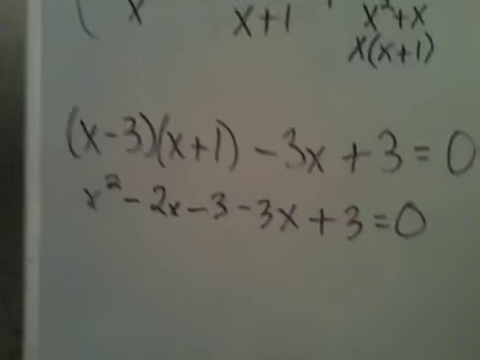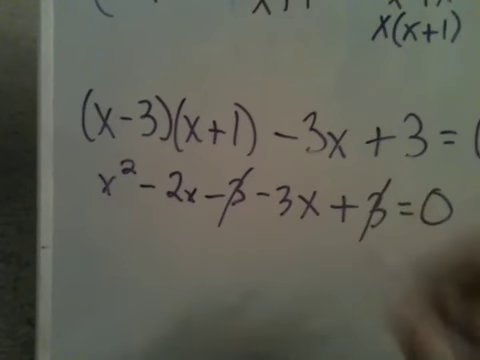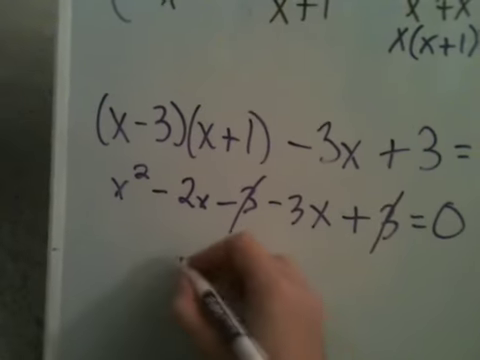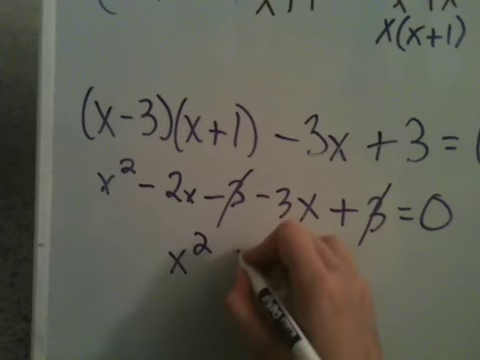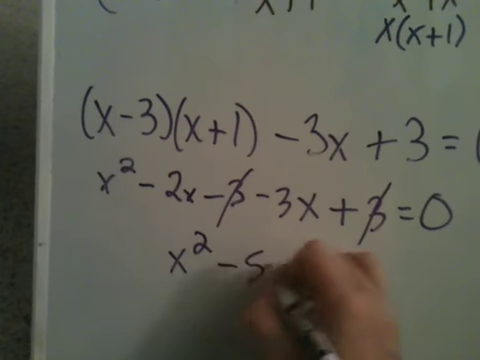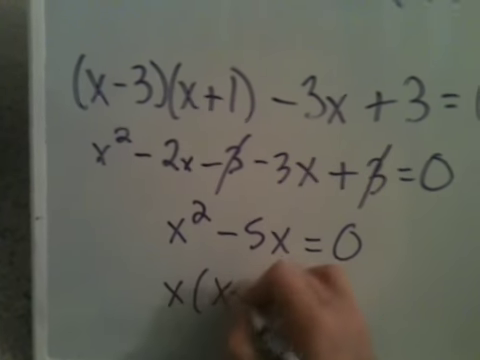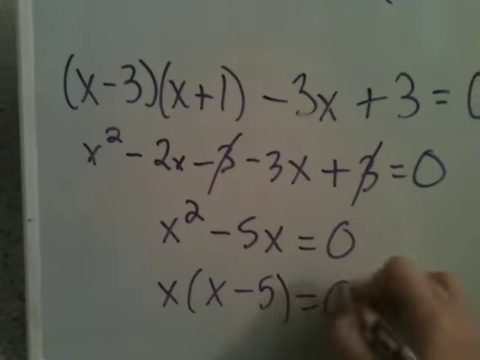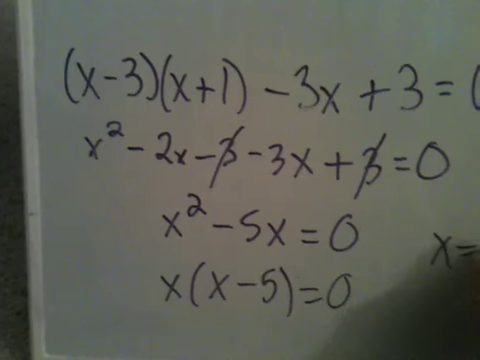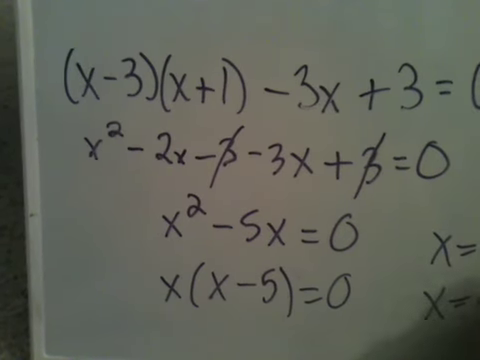Now if I add my like terms, the negative 3 and the positive 3 cancel out, and I have x squared minus 5x equals 0. I can factor that and make it x times (x minus 5). So that means my solutions are x equals 0 and x equals 5.